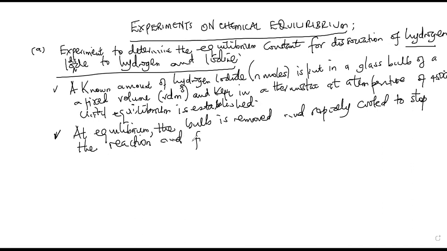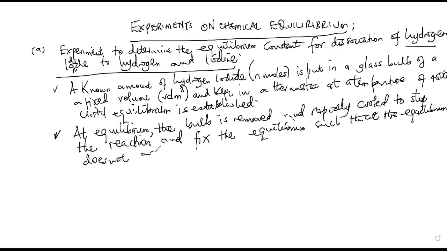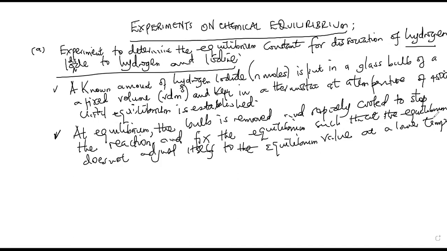And also to fix the equilibrium, such that the equilibrium doesn't adjust itself to the equilibrium value at a lower temperature. Because remember, as you're cooling, you are reducing the temperature, meaning that if the reaction is not stopped, the equilibrium will shift itself to a value that is different from what you expect at equilibrium. So to avoid that, after removing the bulb, we rapidly cool it so that the reaction is stopped.